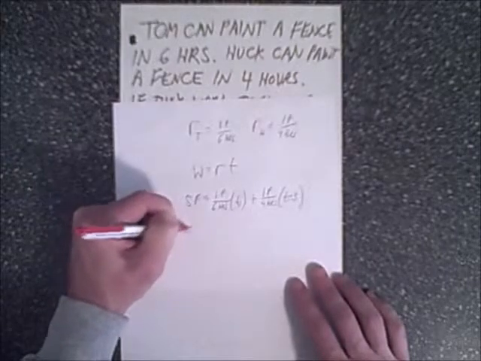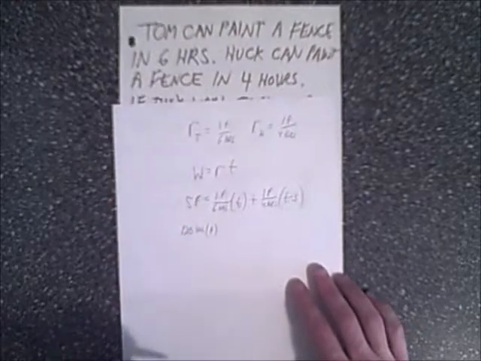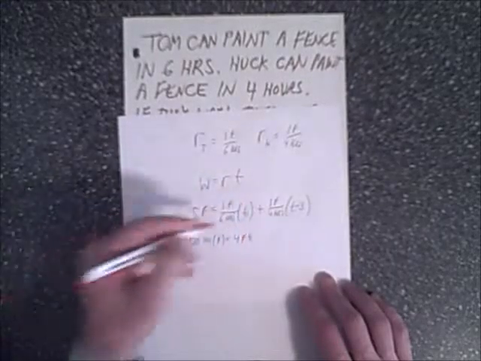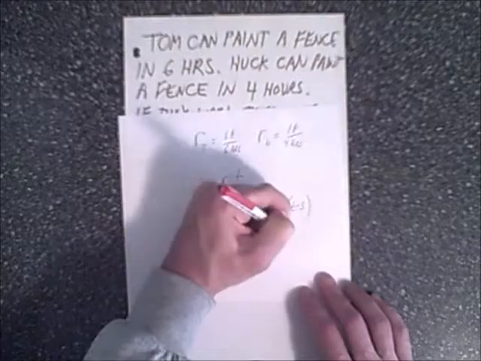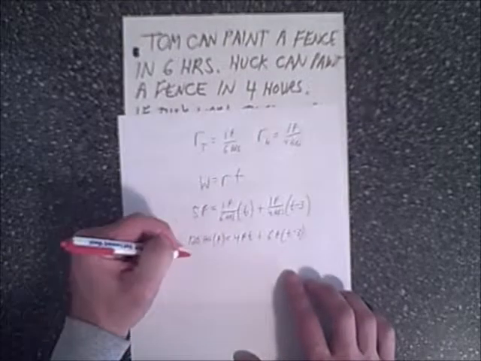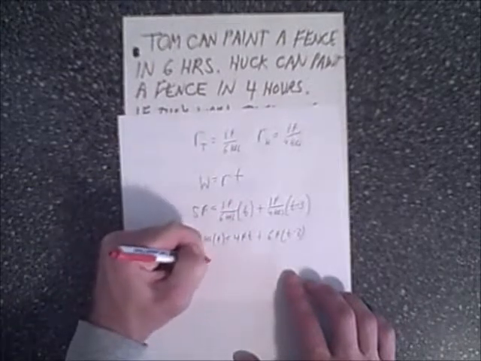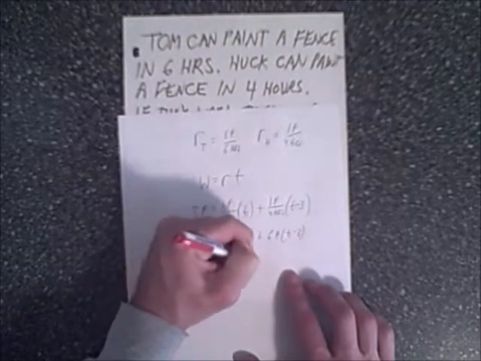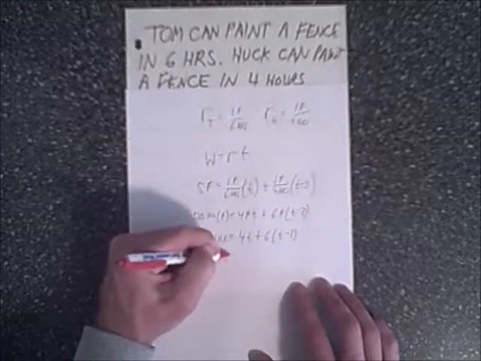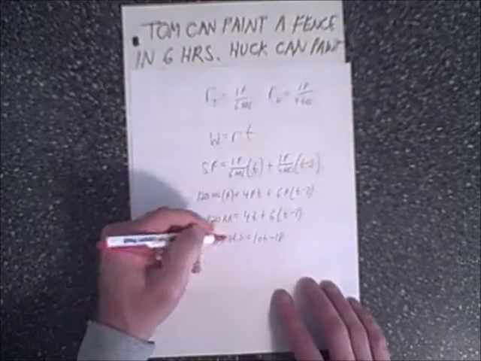So this now becomes 120 hours times fences, which equals 4 fences times t plus 6 fences times t minus 3. Okay, and then we just distribute the parentheses, and we can actually divide everything by fences. These are all common, so we're left with 120 hours is equal to 4t plus 6 times t minus 3, and 120 hours is equal to 10t minus 18.